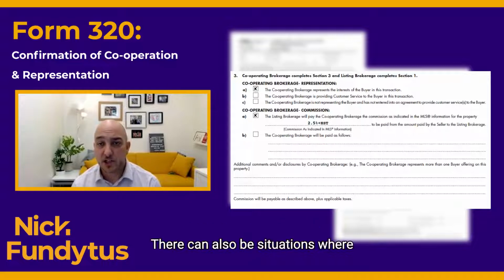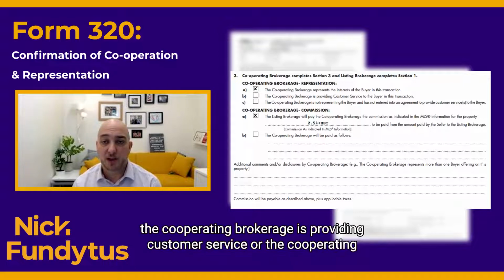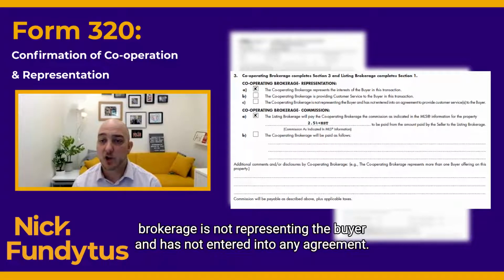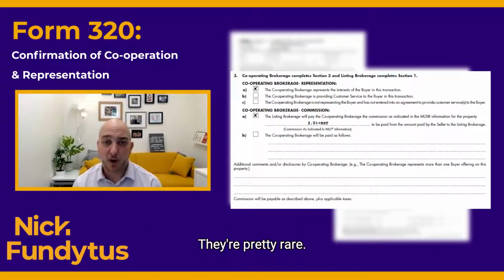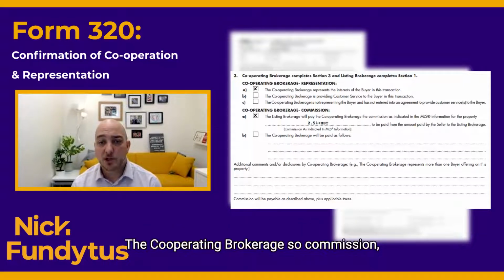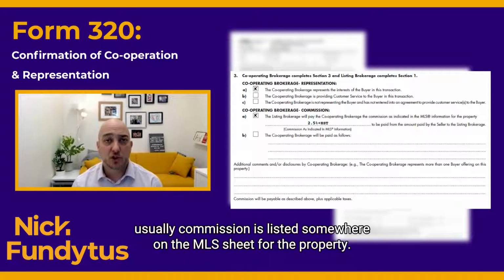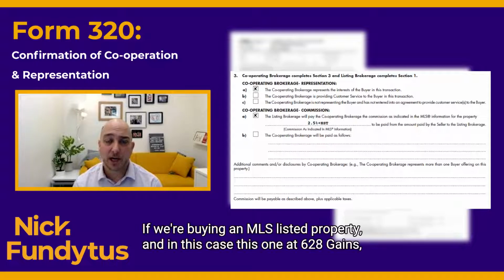There can also be situations where the cooperating brokerage is providing customer service, or the cooperating brokerage is not representing the buyer and has not entered into any agreement. That would be very specific situations that we won't get into in this video. They're pretty rare. The cooperating brokerage commission is usually listed somewhere on the MLS sheet for the property if we're buying an MLS listed property.